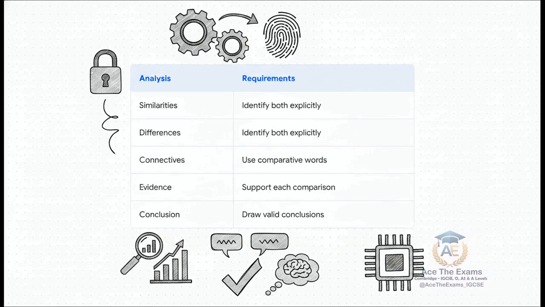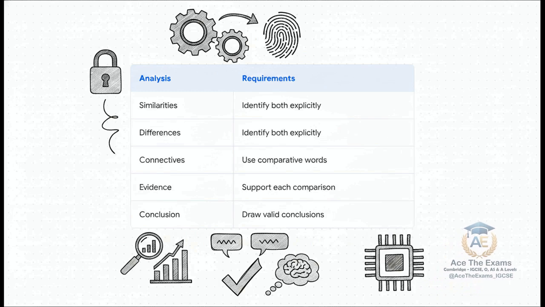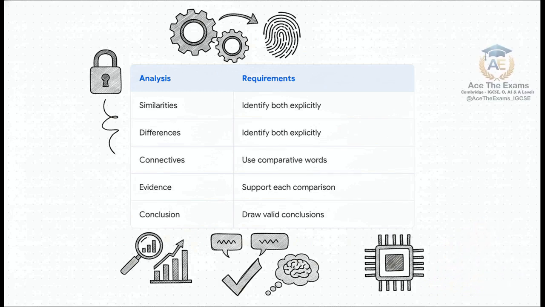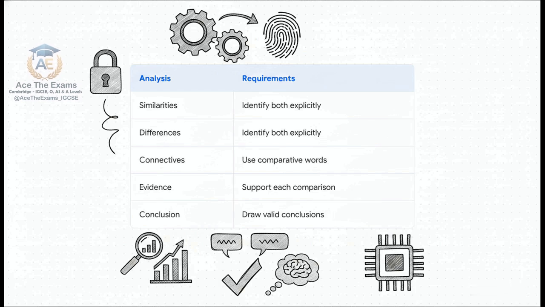When the command word on the paper is evaluate or discuss, the examiner is actively testing your ability to weigh multiple options against each other. You cannot just list the pros and cons in a bulleted list. You must make a firm judgment call. To truly evaluate alternatives, you must map out similarities and differences, you must use comparative connectives, support it all with evidence, and justify your final recommendations.